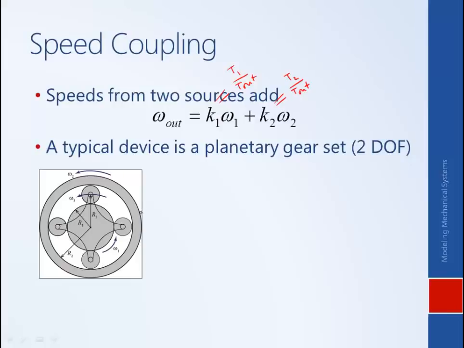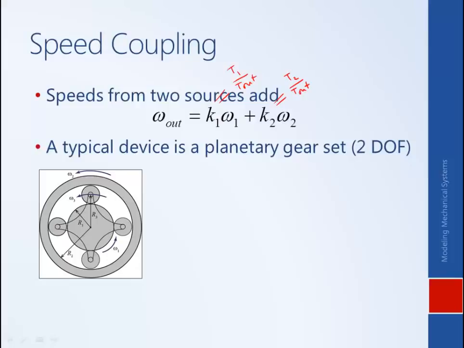But if we then allow the ring to also move, i.e. it's connected to the electric motor, then that will cause the carrier to move even faster. So if you have the sun spinning and the ring spinning, then those two speeds add, in essence. And so that gives some sense of why this is what we call a speed coupling device.